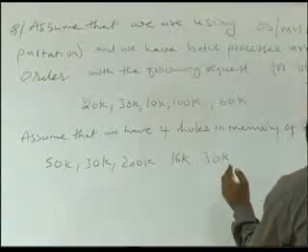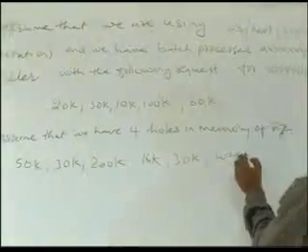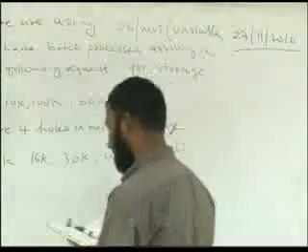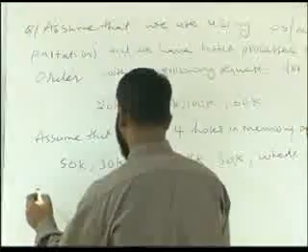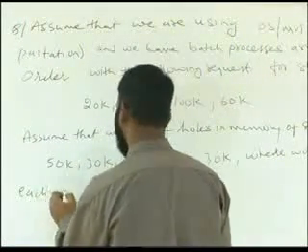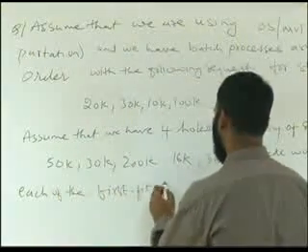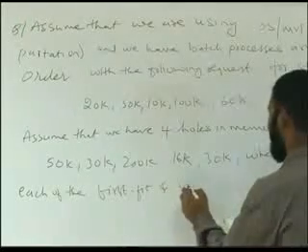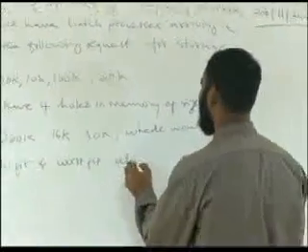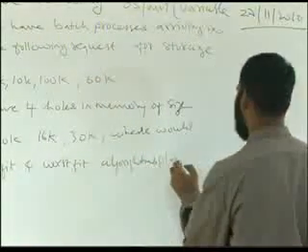Where would each of the first fit and worst fit algorithms place the processes?